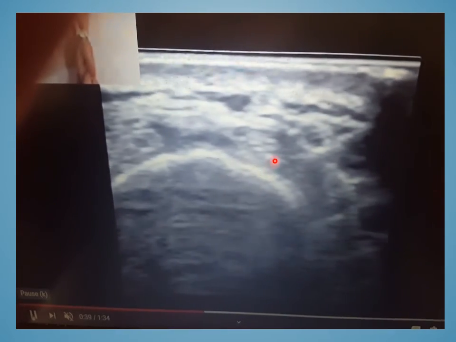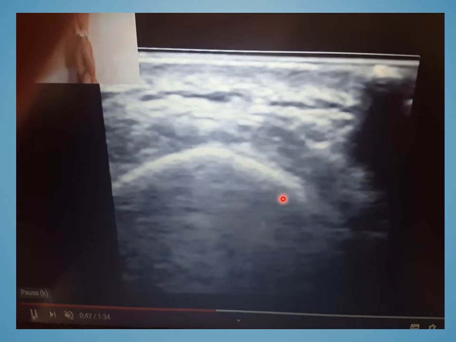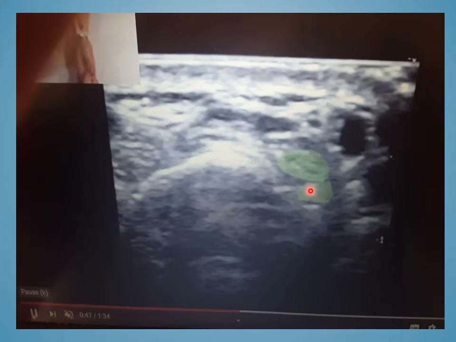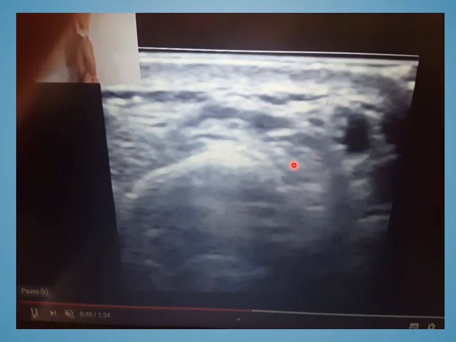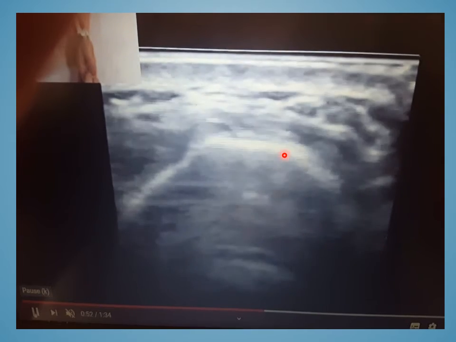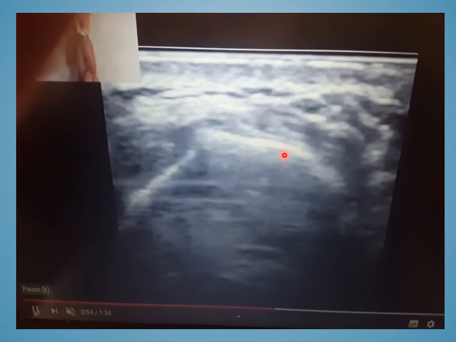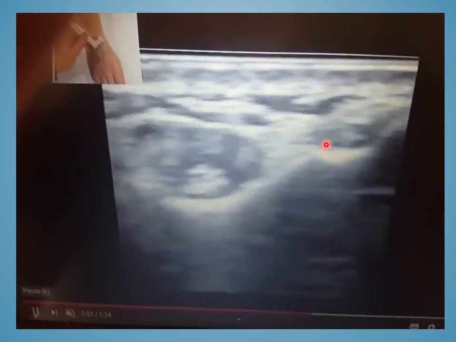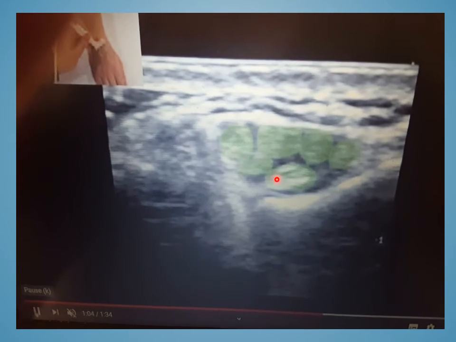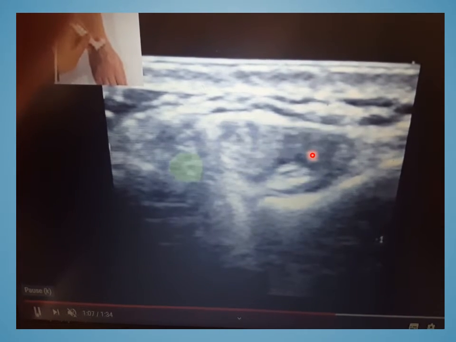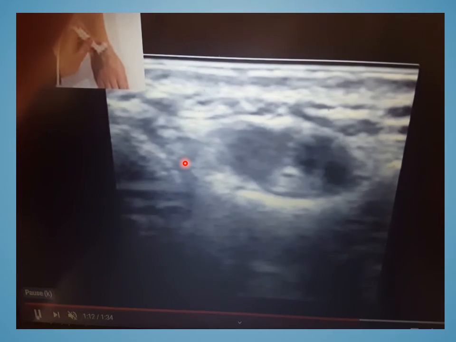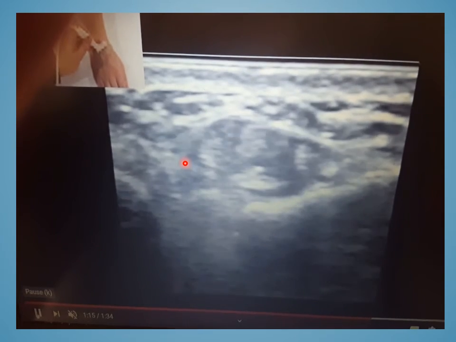Then moving to the first compartment, which contains the abductor pollicis longus and extensor pollicis brevis. Moving back to our landmark, this is the third compartment, and this is the fourth compartment, which is the extensor digitorum, and the fifth compartment containing the extensor digiti minimi, which is over the radio-ulnar joint.